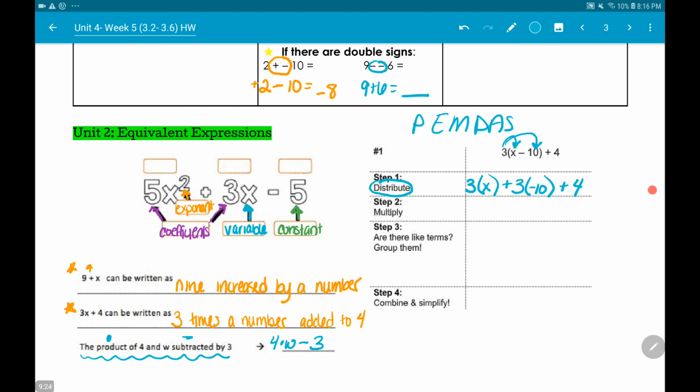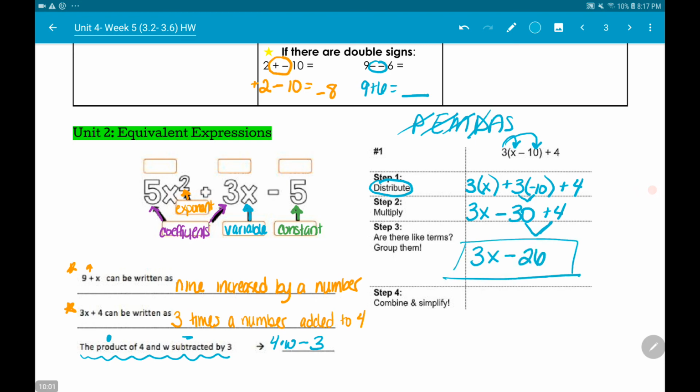And then the next step means to multiply. So we did parentheses. I don't see any exponents, so now I'm up to multiplication. So I have 3x. Right here, I have minus 30 plus 4. And now we did the multiplying. I don't see any division, so I could skip that. Now addition and subtraction. So we're going to group our like terms, which are these two numbers right here. So I have 3x minus 26. And this is my final answer here.